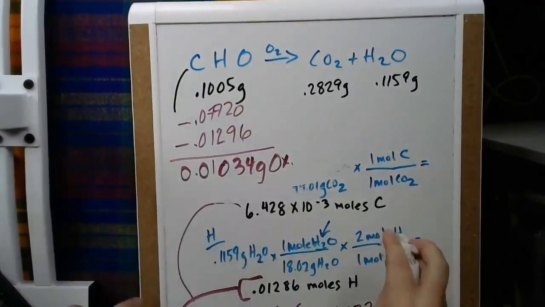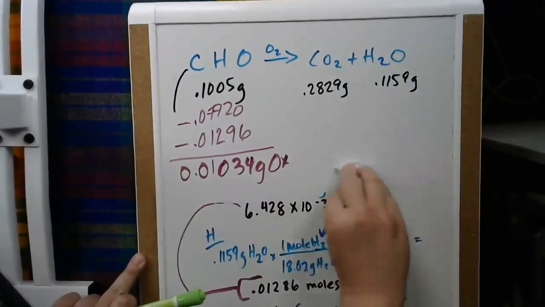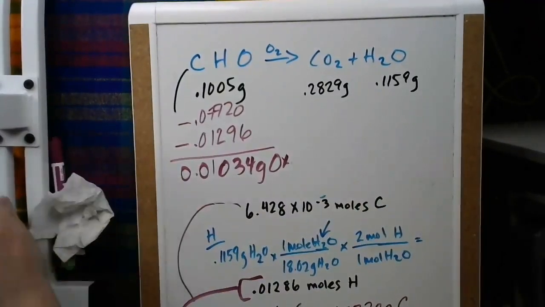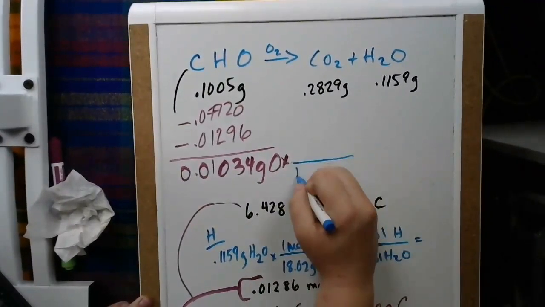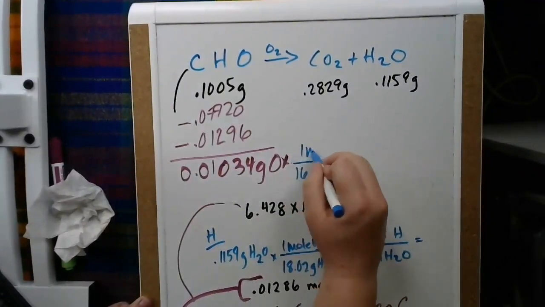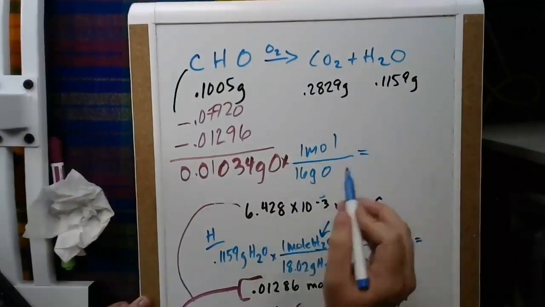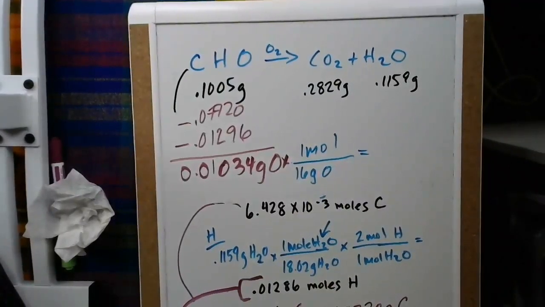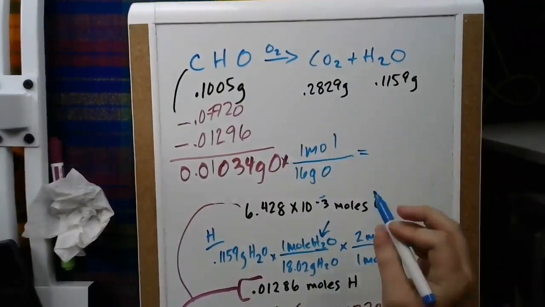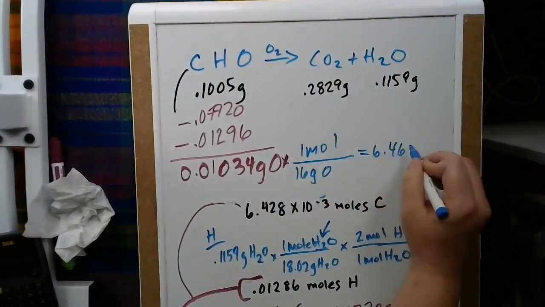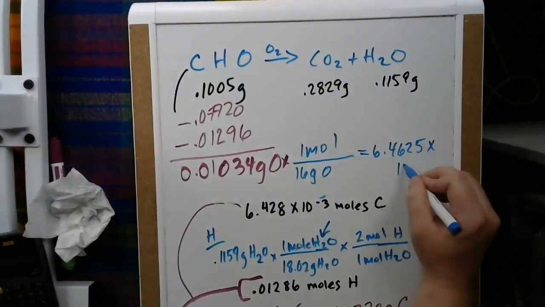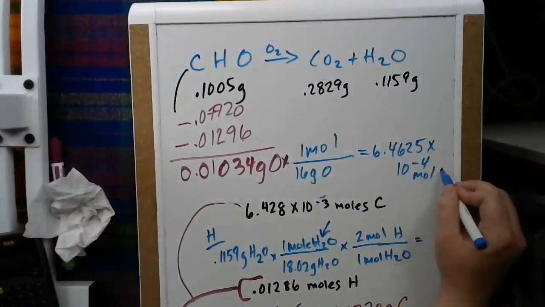Once I have a gram value for oxygen, now I can calculate its moles. All right, so there's 16 grams of oxygen in every 1 mole. So I'm going to multiply that value. So 0.01034 times 1 divided by 16. And my mole value is 6.4625 times 10 to the negative 4 moles of oxygen.